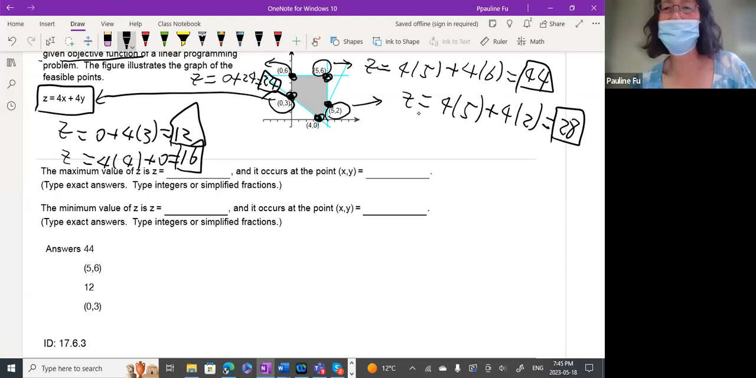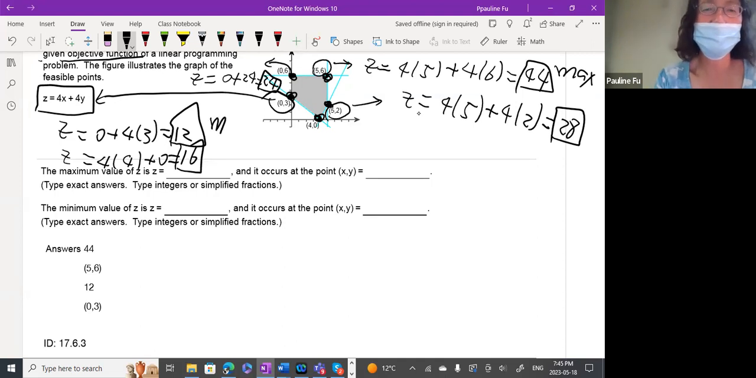Which one is maximum? 44. This is maximum. Which one is minimum? 12. So the minimum happened at the point (0, 3). This is minimum. The maximum happened at the point (5, 6). This is maximum.